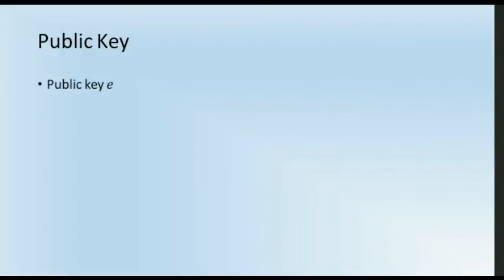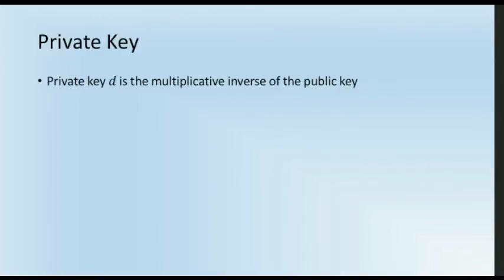Our public key is represented by the letter E, and it's a prime number that has a GCD of 1 with our totient. Let us say E equals 7, given that our totient was calculated to be 120. Now we can determine our private key. We know that the private key is a multiplicative inverse of the public key. How do we find the multiplicative inverse? Well, we use the extended Euclidean algorithm.